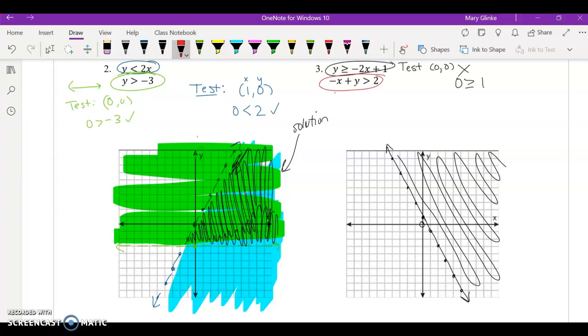Now I'm going to graph this next one, but I have to put it in slope-intercept form first. So I add x to the other side. And my y-intercept is 2, and my slope is +1. So I start up at 2, and I go up 1, right 1, or down 1, left 1. And then my line here should be a dashed line.